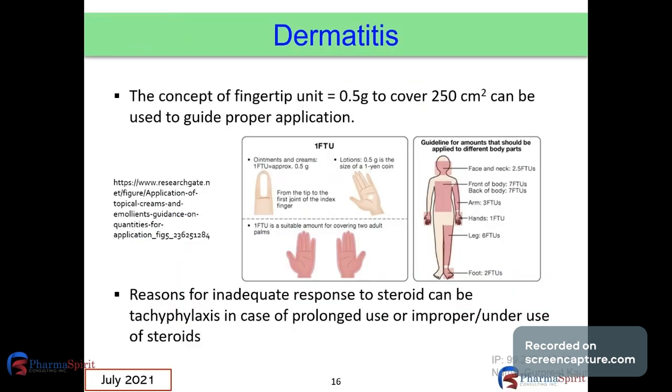How can we tell if the patient who uses topical steroid, or any topical medication, is using an adequate amount that is not too much and not too little? This brings us to discuss something called the fingertip unit.